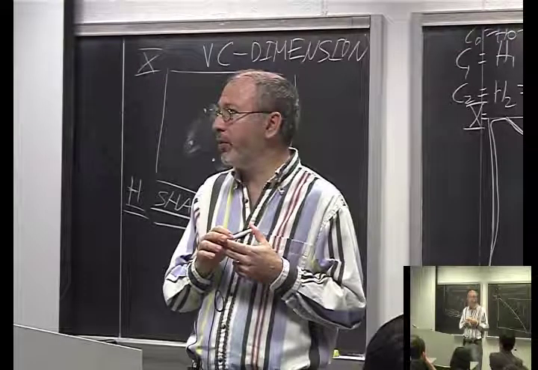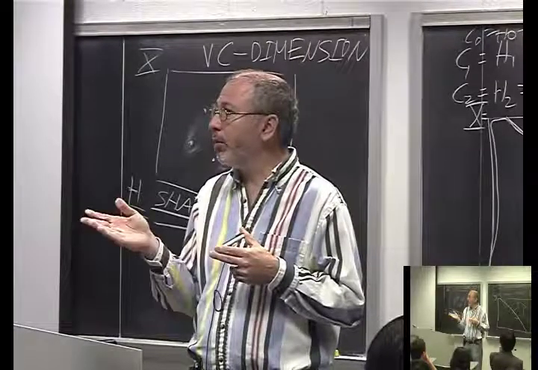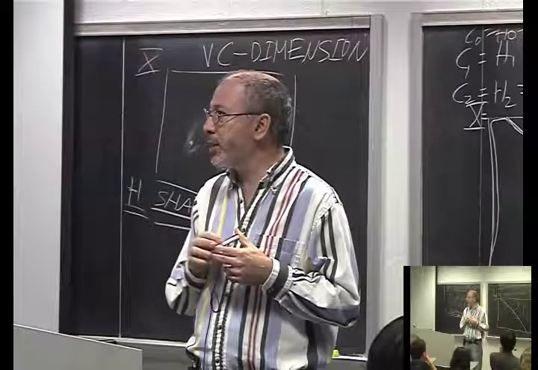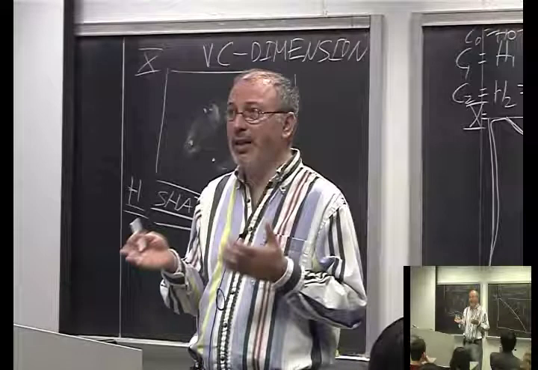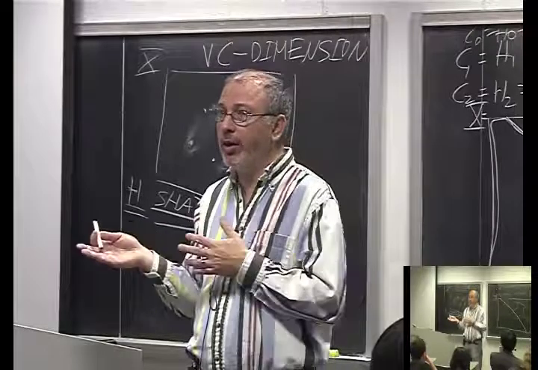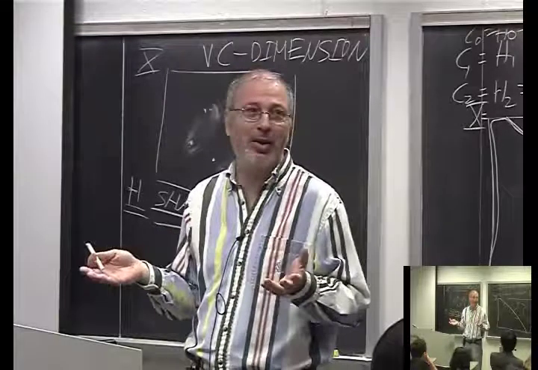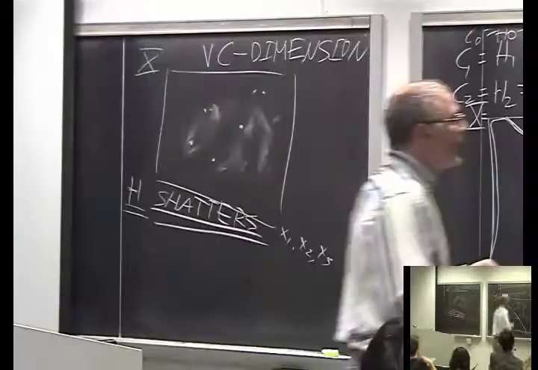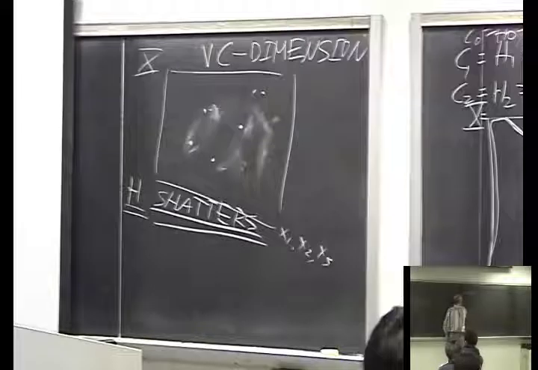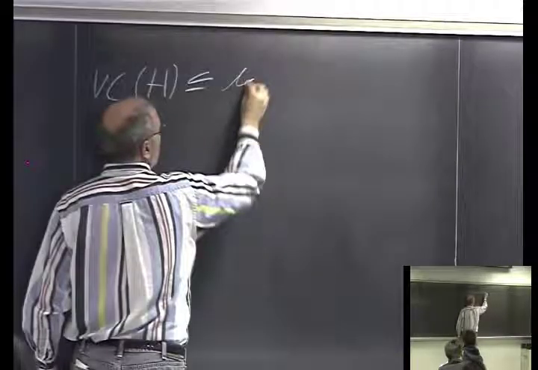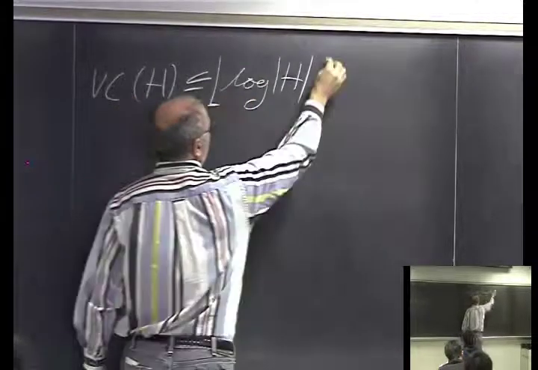Log 2 of that. Log 2 of that would be the upper bound. Let's say log 2 of 100 is 6 point something, almost 7. So the VC dimension of H cannot be more than 6, because for it to be 7, it should be able to shatter 7 points. But to shatter 7 points, you need 128 different hypotheses, and you only have 100. Okay? So VC dimension of H is less than or equal to log the size of H. And I would say even floor of that.